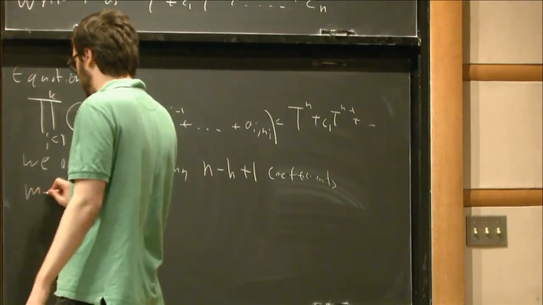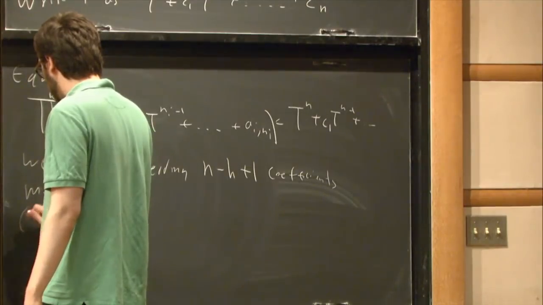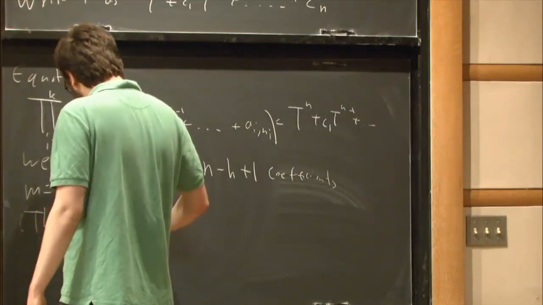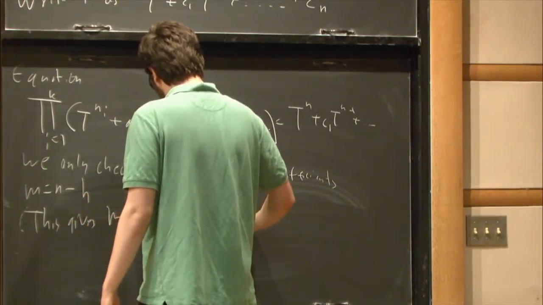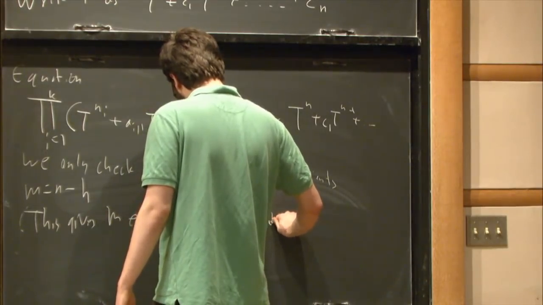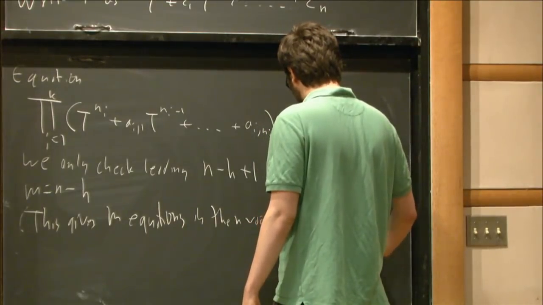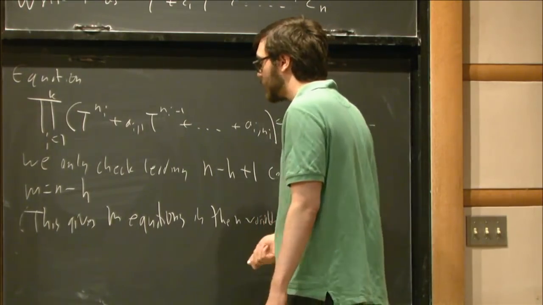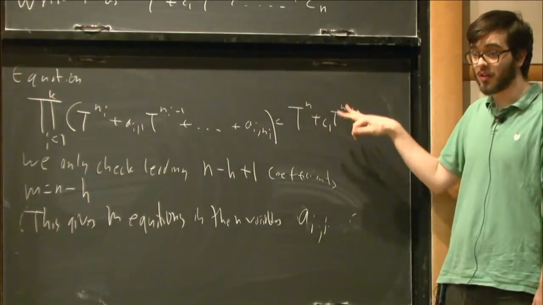So for simplicity, we write m is equal to n minus h, and this basically gives m polynomial equations in the n variables Aij. Because we expand this out, each coefficient is a polynomial, and we're setting it equal to one of the Ci's.